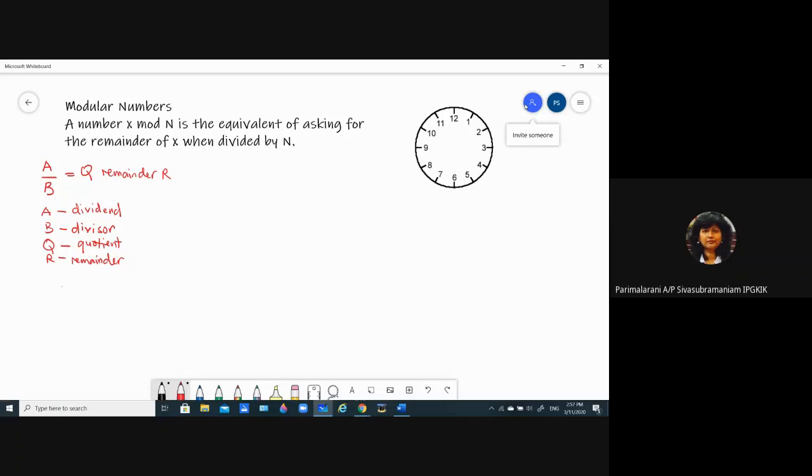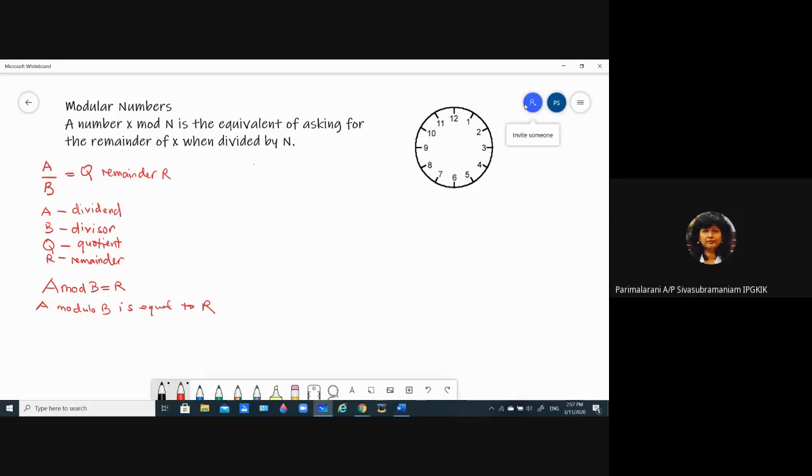Okay, so there's a special way of writing this, and this is how we write it. A mod B is equal to R. A mod B or A modulo B is equal to R. B is the mod or the modulo here, okay?